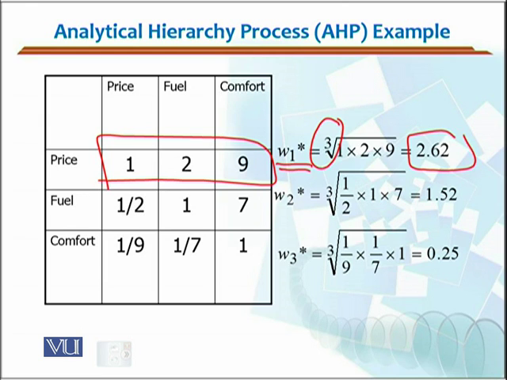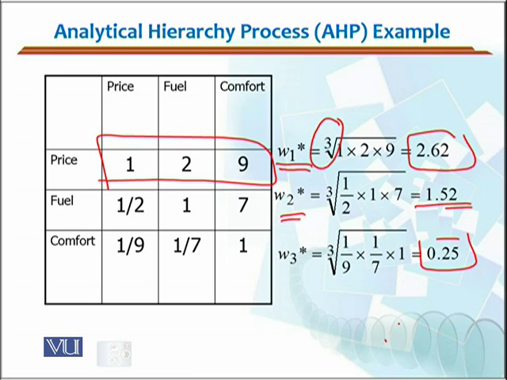Of course, it is not the normalized weight. We need to normalize it. We will do it in the next step. Then comes the fuel. In a similar fashion, you will calculate W2. So it would be 1/2 multiplied by 1 multiplied by 7, and the cube root of it would be 1.52. Afterwards, there is comfort. For comfort, in a similar fashion, we get the weight of 0.25.